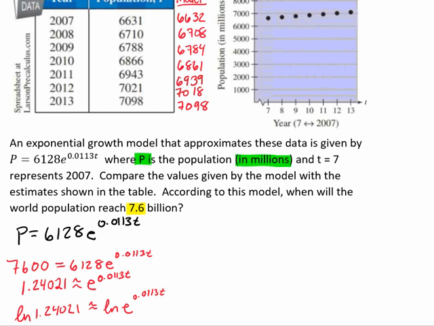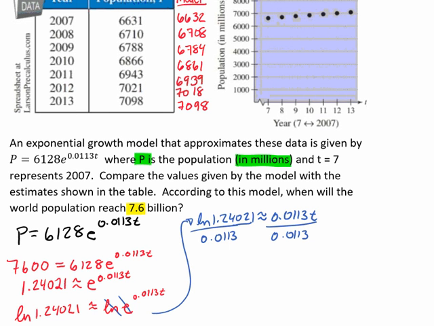We're choosing the natural log because the base of the exponent was e. So now that we have that, we're able to cross out our natural log and our e on our right-hand side, which is going to give us that the natural log of 1.24021 is going to be approximately 0.0113t. From here, if we're trying to solve for t, we can just divide both sides by 0.0113.